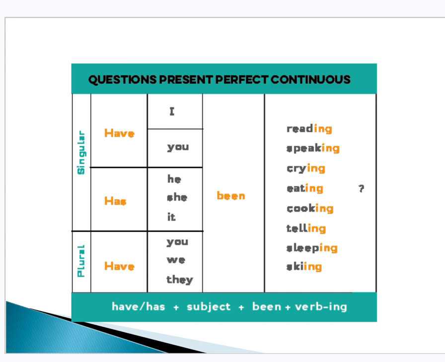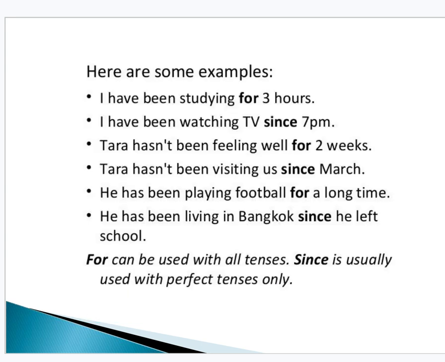So you can make it like this. Present perfect continuous: how can I make a question? Have I been reading, have you been speaking, have I been crying, has he been cooking, like this. So here are some examples you can use with tenses. Signs are usually used with perfect tense only.